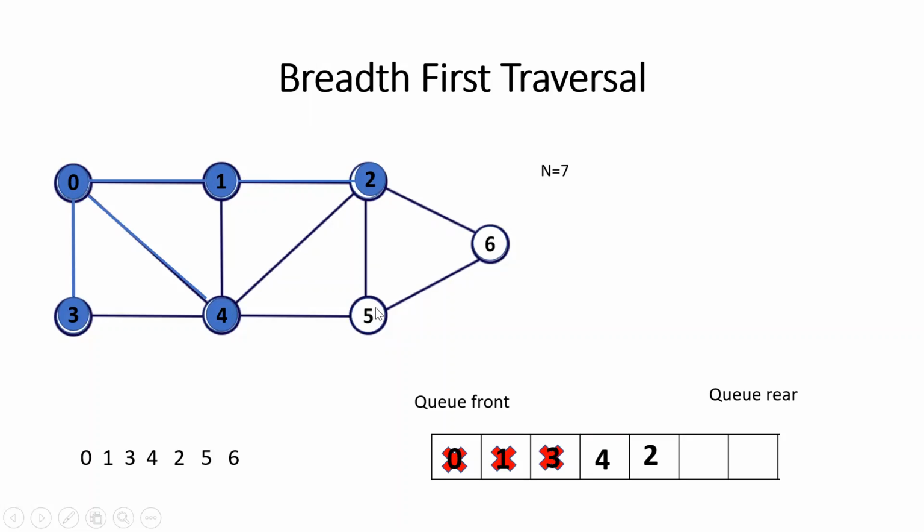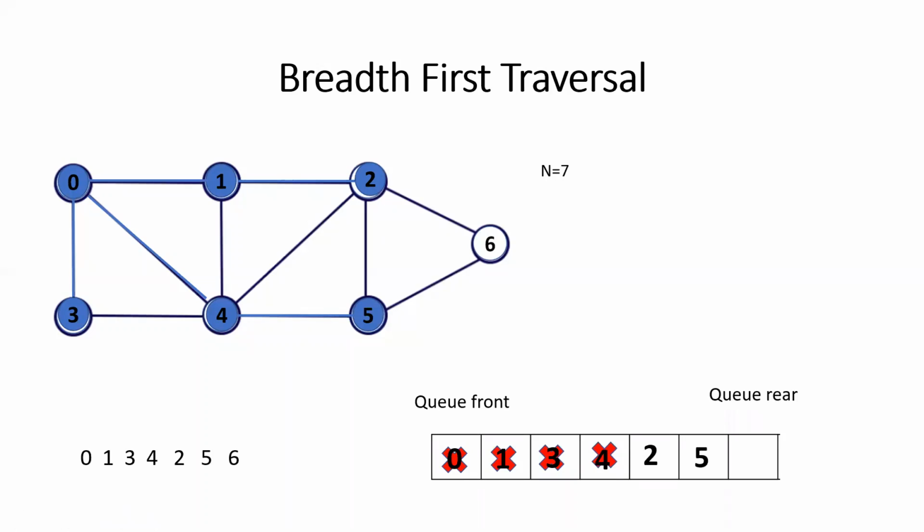So we visit 5 and insert it into the queue. Now this is also visited. Now 4 we finished exploring, so we have to delete 4 from the queue. Now which is the vertex in front of the queue? Vertex 2. Now see what the adjacent vertices are.